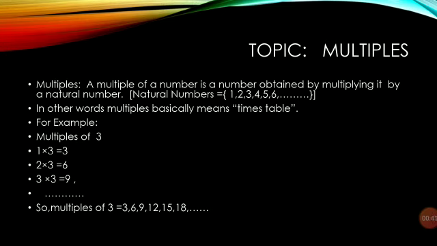A multiple of a number is a number obtained by multiplying it by a natural number. And what are the natural numbers? Natural numbers always start from 1 and it is the counting. Natural numbers are 1, 2, 3, 4, 5, 6 and so on.